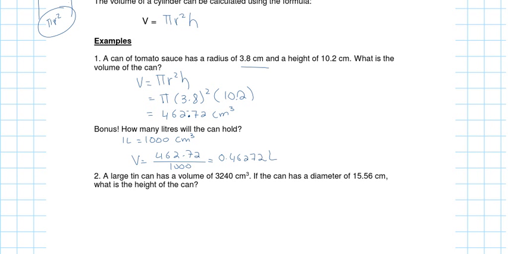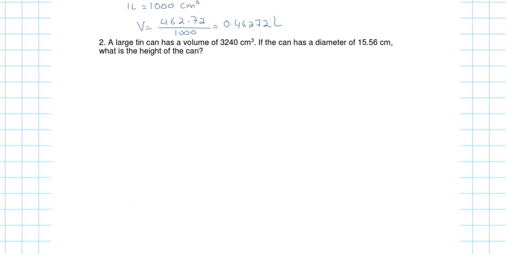Okay. A large tin can has a volume of 3,240 centimeters cubed. If the can has a diameter of 15.56 centimeters, what's the height of the can? How did you get 17? Just guess and check. I just put the information in this formula and worked backwards.